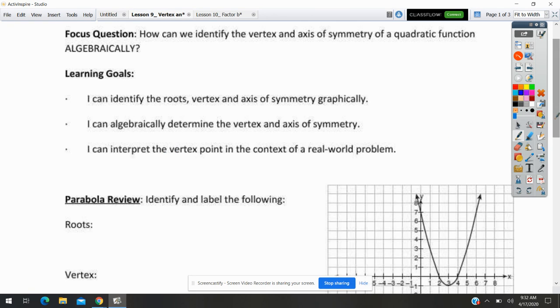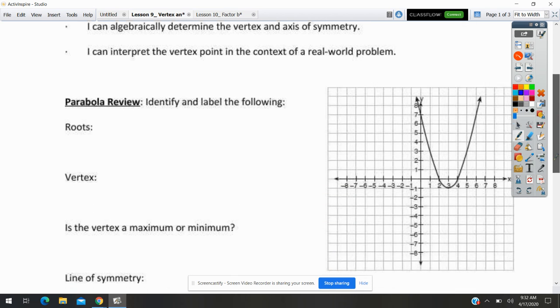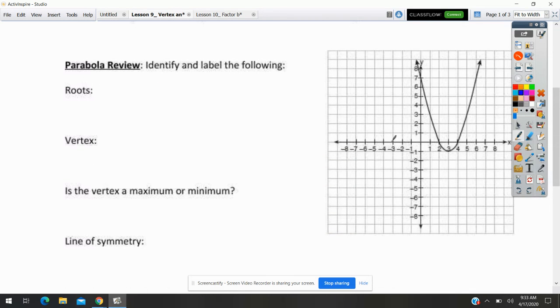Okay, so for the warm-up, we're just going to review the different components of a parabola, which is the graph of a quadratic function. So first we have the roots. Remember these are also called the zeros and the solutions. These are located where the parabola hits the x-axis. So the parabola hits the x-axis at (2, 0) and (4, 0). So those are your two solutions.